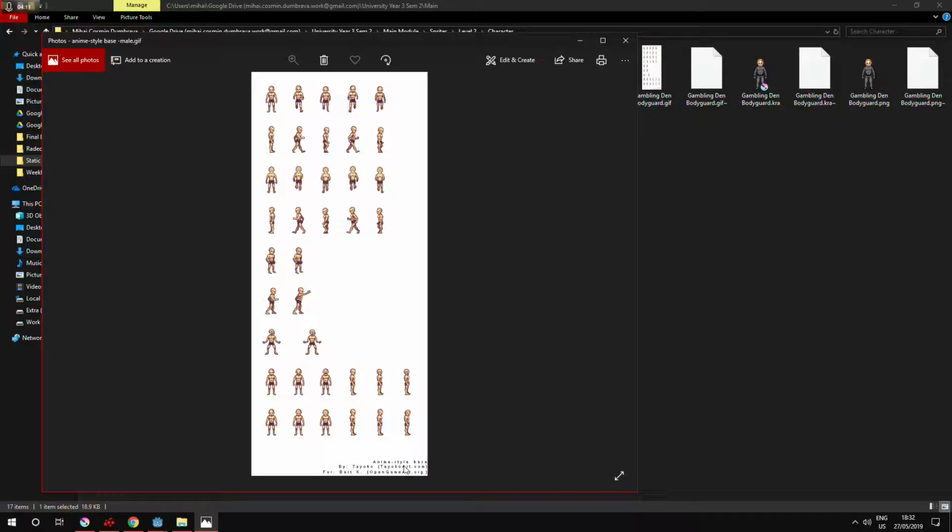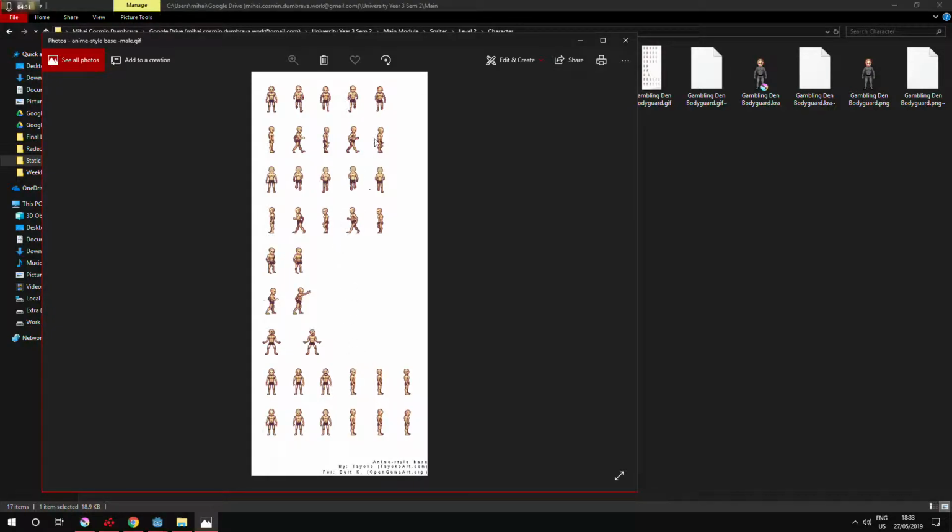So, Anime Style Base by Tayoko at tayokoart.com. I would recommend you go and see some of her stuff because she deserves it. She helped me, whoever she might be, she helped me finish my game. And you can find that at opengamer.org again.